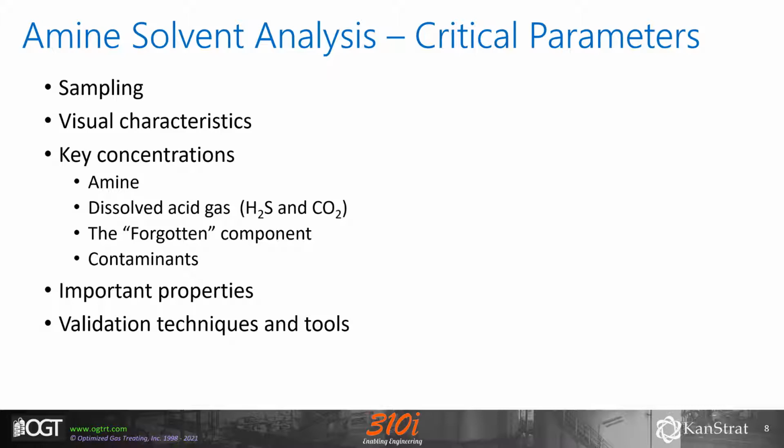Visual characteristics can be important, and we're going to talk about this in more detail using a tool that was developed called Probot. The key concentrations you're going to pay attention to will be the amine, the dissolved acid gas components, and we'll look at a forgotten component. We'll touch on the contaminants, but this is a whole other presentation in and of itself. What you get here is how they impact the other parts of the solvent analysis. We'll talk briefly about the important parameters and what to look for there. What we'd like to spend some time on are the validation techniques and the tools that are available.